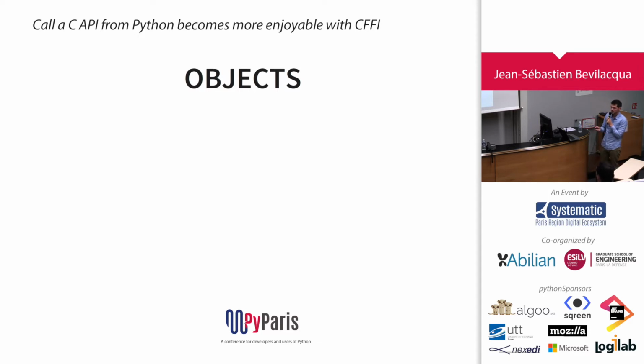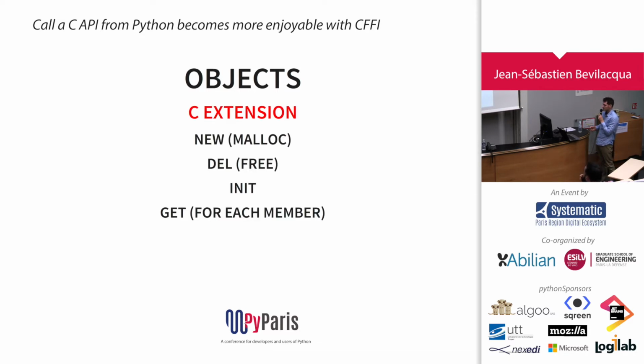Next step is to create bindings for structs. But there is no struct concept in Python. There are objects, which are similar. So with CPython, you have to handle new, del, init, and get for each member. You have to use malloc to allocate memory for your objects in new. In del, you must free your object. In init, you have to parse each parameter with CPython utility functions. And in get, you have to convert C structs to Python objects. I can assure you it takes a lot of time to figure out how to do it properly. The code is so long that I can't show you an example on screen.